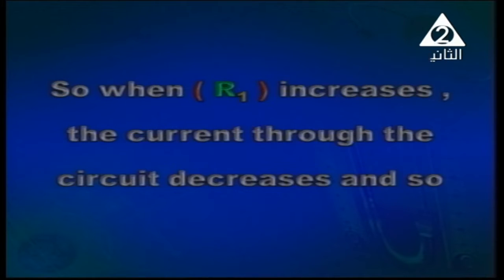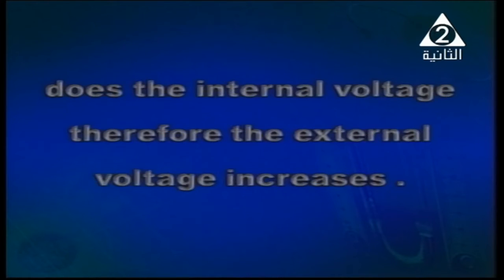Okay, we'll take it from the very beginning. When R1 increases, the total resistance increases. The current through the battery decreases. Internal voltage depends on the current, so it decreases. When internal voltage decreases, external voltage increases.